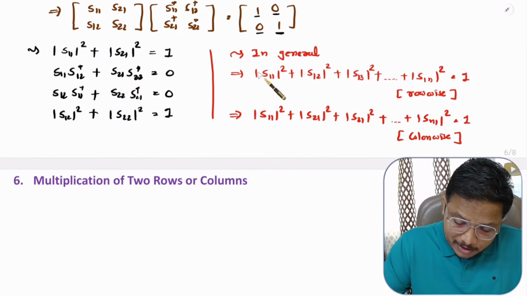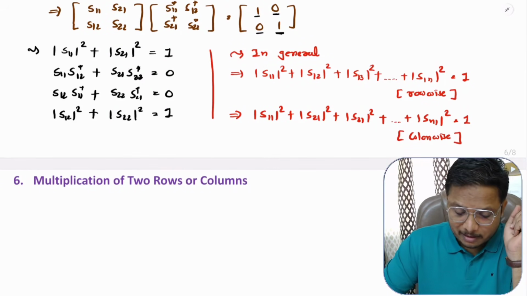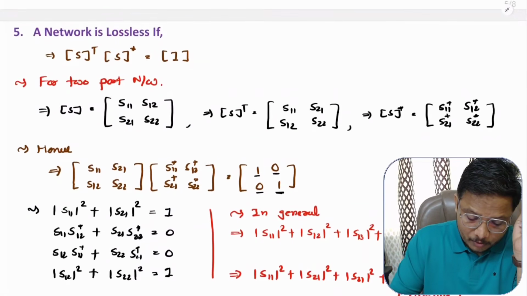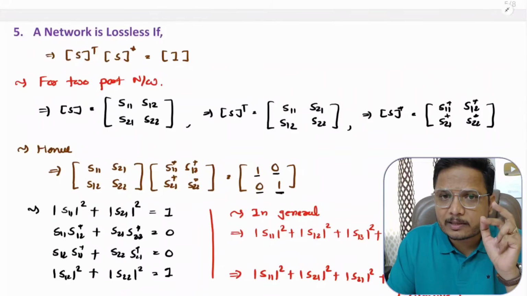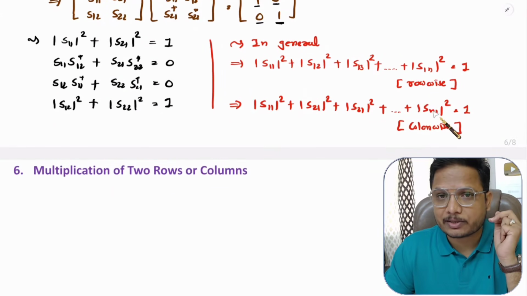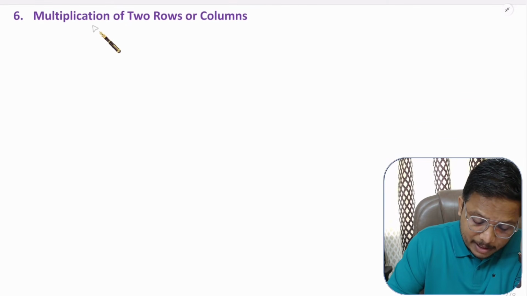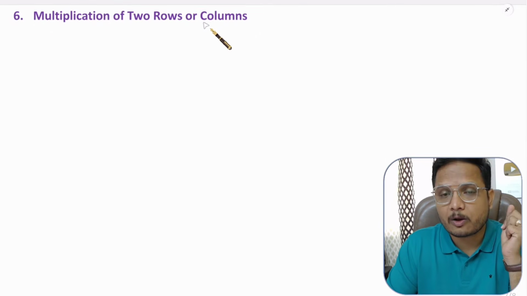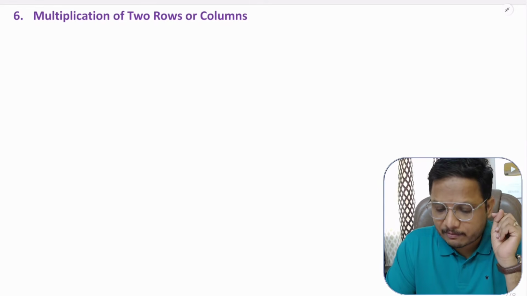So this equation one can directly apply if you have a lossless network. You can do this matrix multiplication, but it takes a bit more time. So instead of that, you just remember this. That is quite easier for calculation, right? And the last property is based on multiplication of two rows or columns. Here one very interesting property is there. Let me write that first.